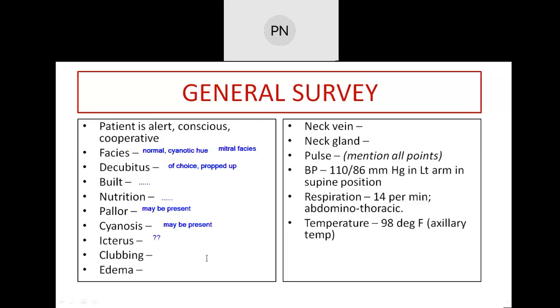Icterus has no significance. If it is present, it may be due to some other reason. Clubbing, if present, will indicate a long duration of disease. Edema in this particular case will be absent because we said that there is no right ventricular failure. For the same reason, neck vein will not be engorged. Do not write neck vein absent. You write not engorged.